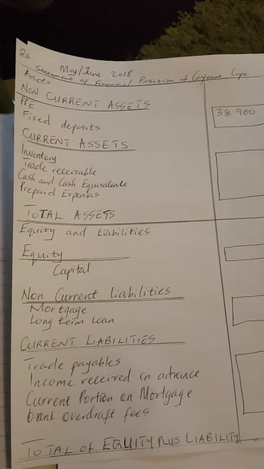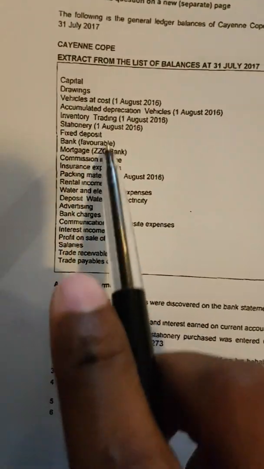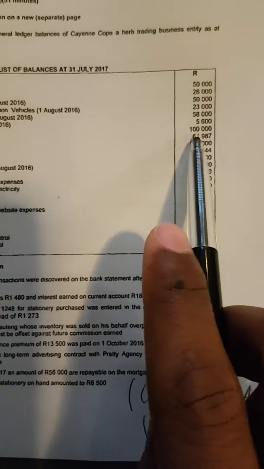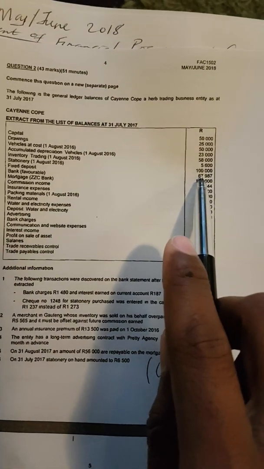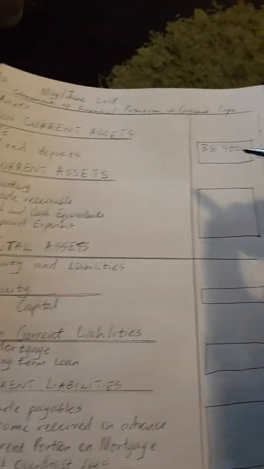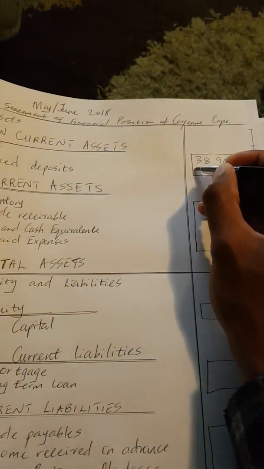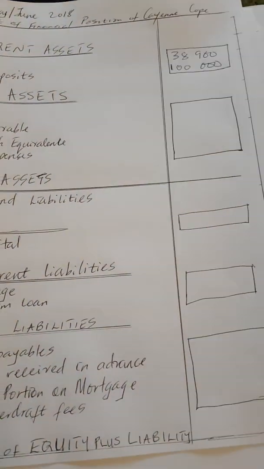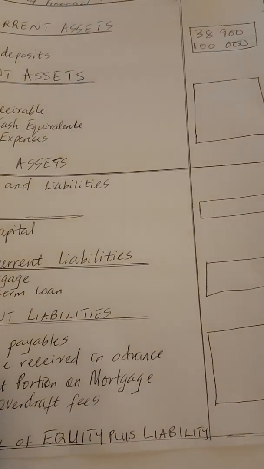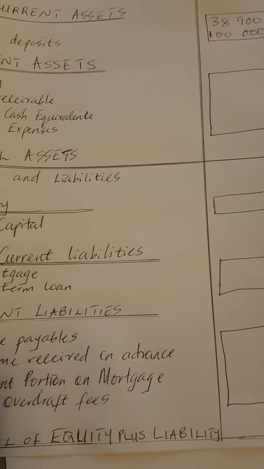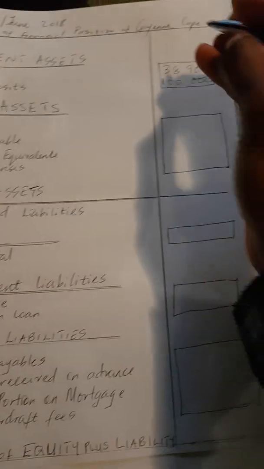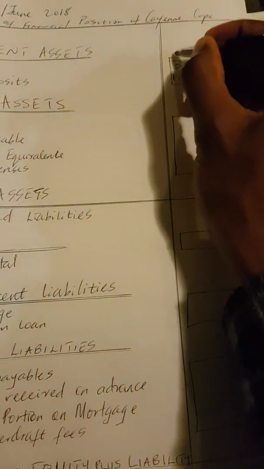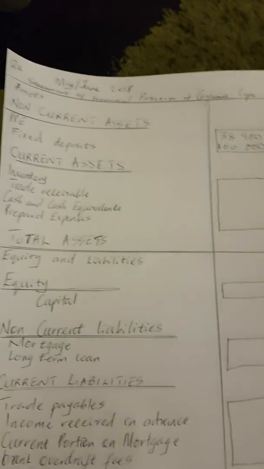So you come to your question here. Do we have the fixed deposit? It seems like we do have the fixed deposit of 100,000. So it's going to be 38,900 plus fixed deposit of 100,000. How much will you get if you add 38,900 and the fixed deposit? You'll get 138,900. If you add the two, you'll get the value of non-current assets.